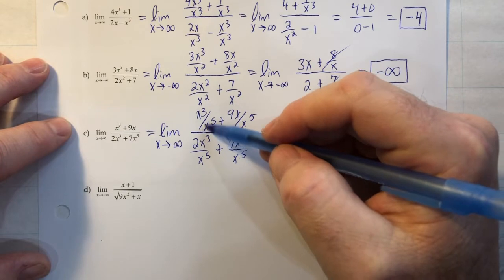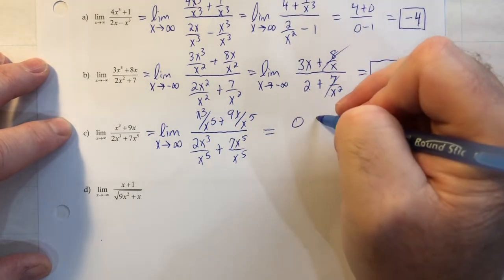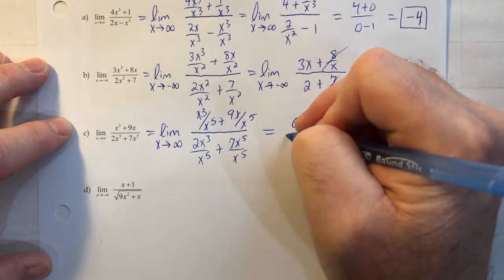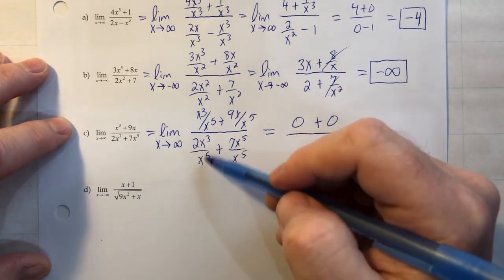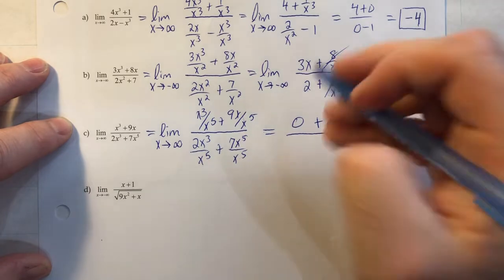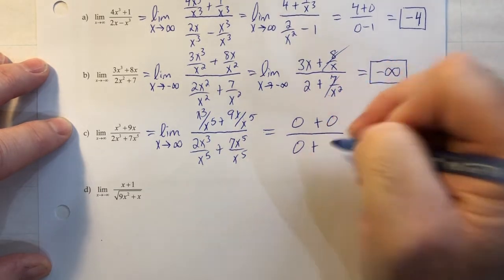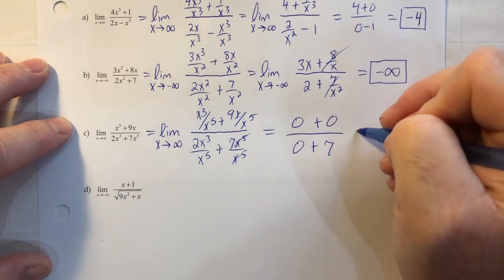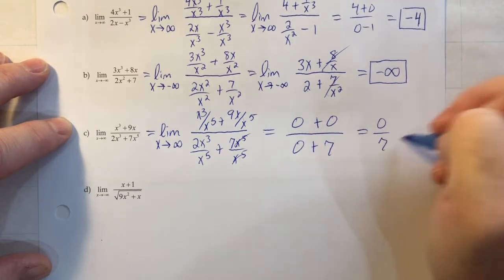This is 1 over x squared, so it goes to 0. This is 9 over x to the 4th, so it goes to 0. This is 2 over x squared when I reduce, so that goes to 0, plus the x to the 5th cancel, and I just get 7, so it looks like 0 over 7, or just 0.